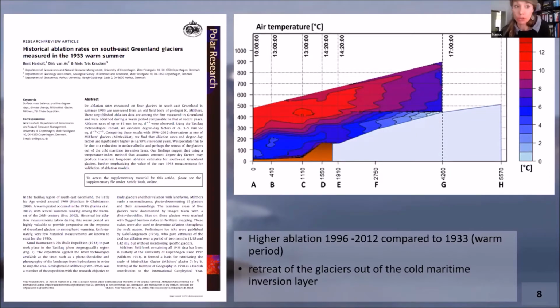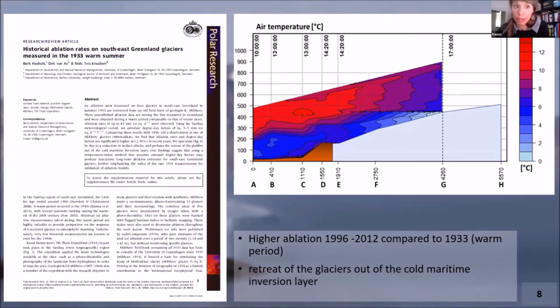Now you can think, oh, this is not really a surprise, climate change and so on. It has to be more in recent days. But it is important to know that 1933 was an especially warm summer in a warm period, with summers ranking amongst the warmest during the 20th century. And one reason why the ablation rate is still higher in the recent years than in 1933 is that the glacier retreated out of the cold maritime inversion layer.